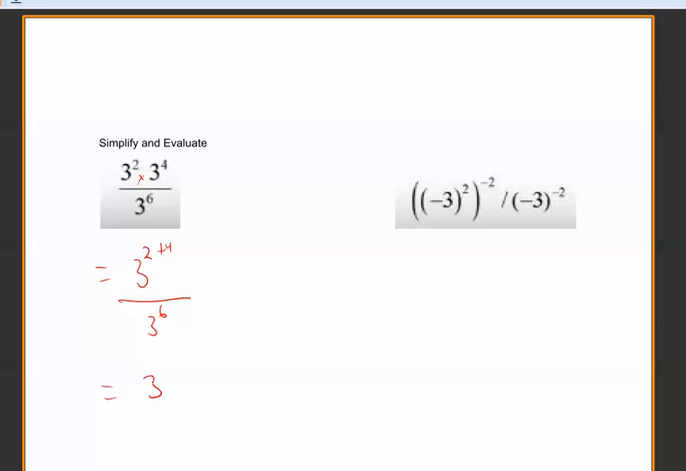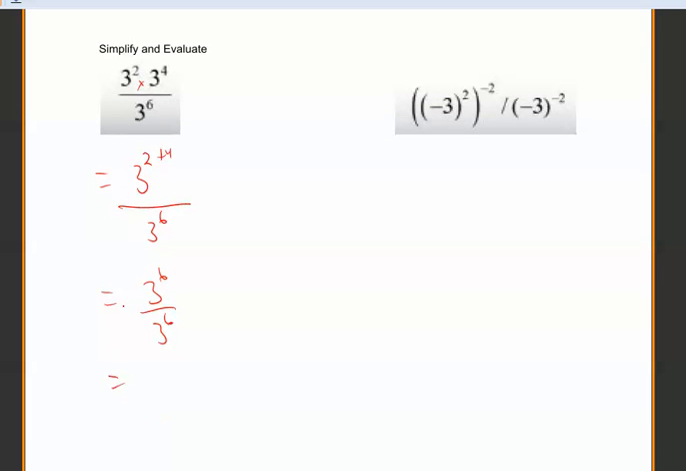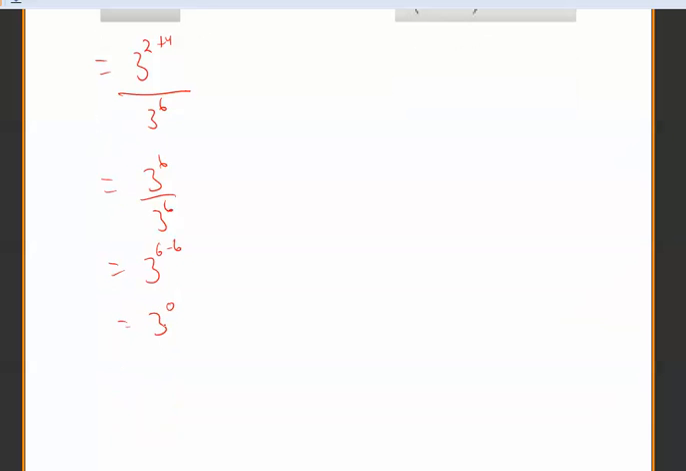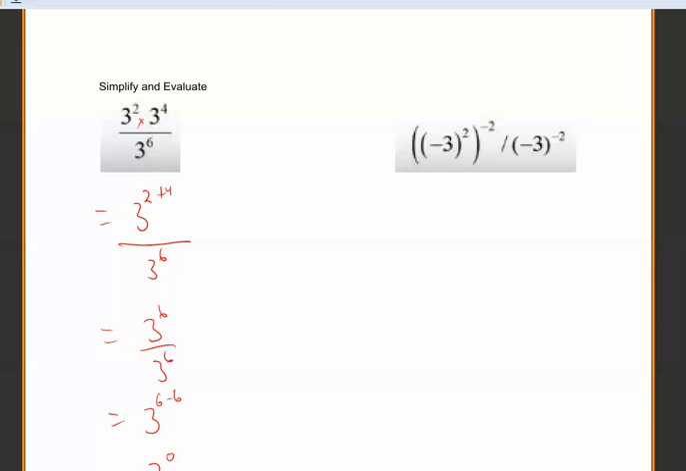Okay, so now I've got 3 to the 6 divided by 3 to the 6. And now I'm dividing, the bases are the same, so I've got 3 to the, subtract the powers. 6 minus 6 is 3 to the 0. Wait a minute, anything to the power of 0 is 1, so there I go, equals 1. Alright? And here this one looks a little trickier.